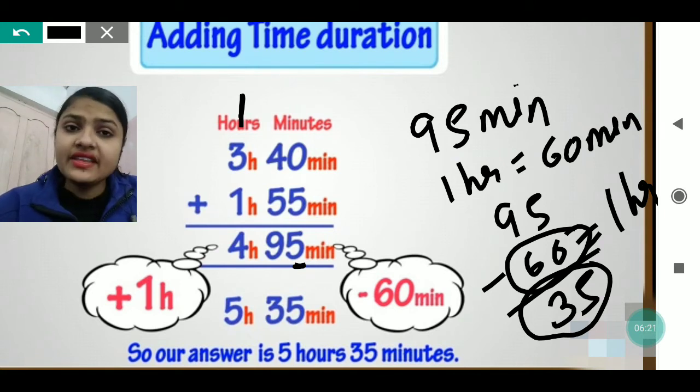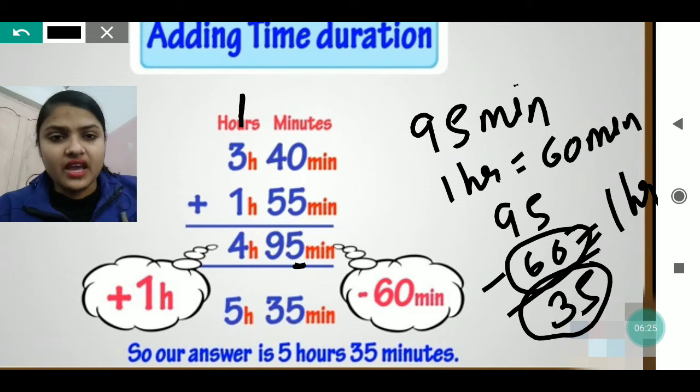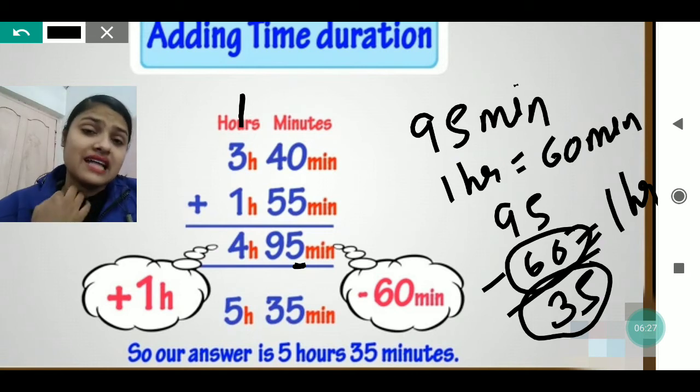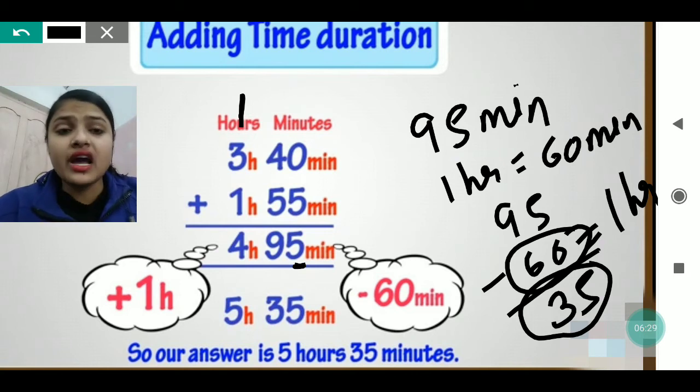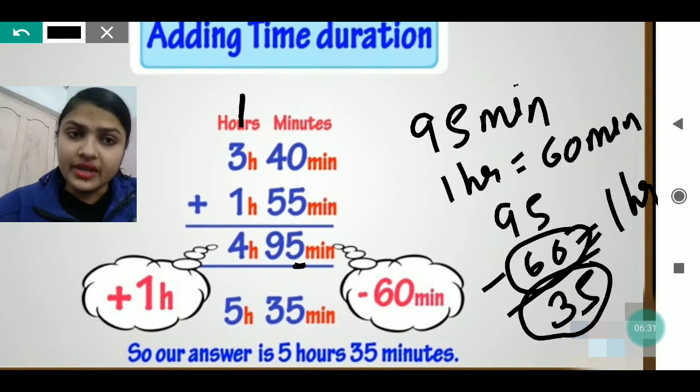Then we will add the hour one. 3 plus 1 is 4 and plus 1 is 5. So the answer which you will get is 5 hours and 35 minutes.